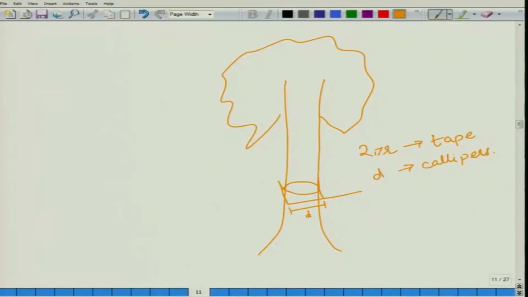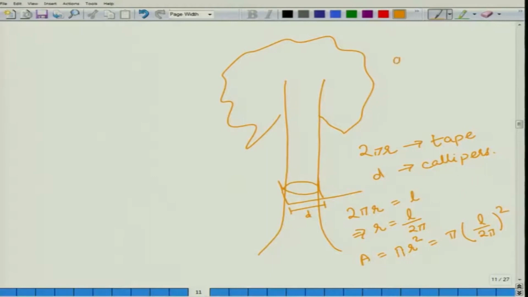Now, in both these situations, if you wanted to figure out the basal area, that is the area of this circle, you can do it. Suppose you know this 2 pi r equals a length L. That would imply that r equals L upon 2 pi, and the area, which is pi r square, will be given by pi into (L by 2 pi) square.